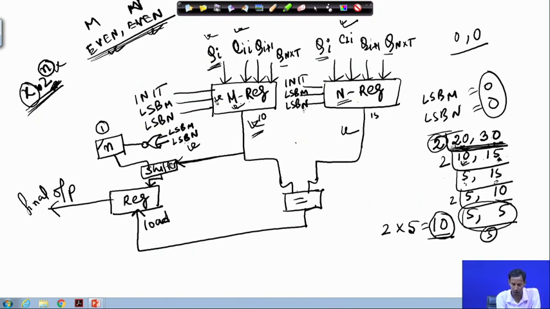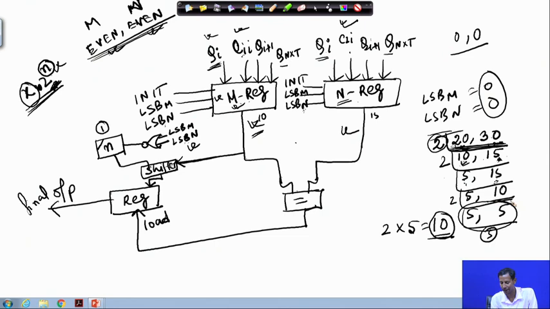Only at that time, as this is the 1 and 1 case, this will choose C1i and this will choose C2i. What will happen with C1i and C2i? This will choose the minimum of 15 and 5, which is 5, and this is the mod of m minus n, that is 10.